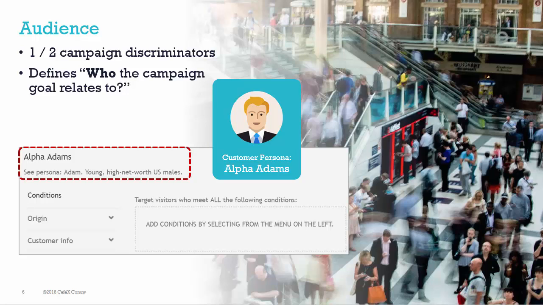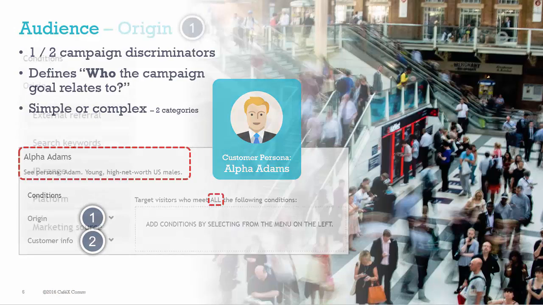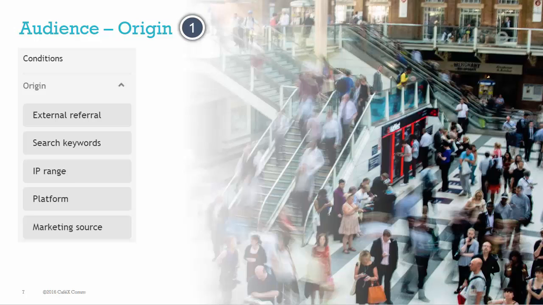Now, our audience definition can be simple or complex, but it's always built using conditions from two categories, the origin category and the customer info category. Notice that only visitors who meet all the defined conditions are included in the audience. Every new condition discriminates, excludes, or filters out a subset of potential visitors. So, expanding the first category, the origin category, we find 5 conditions.